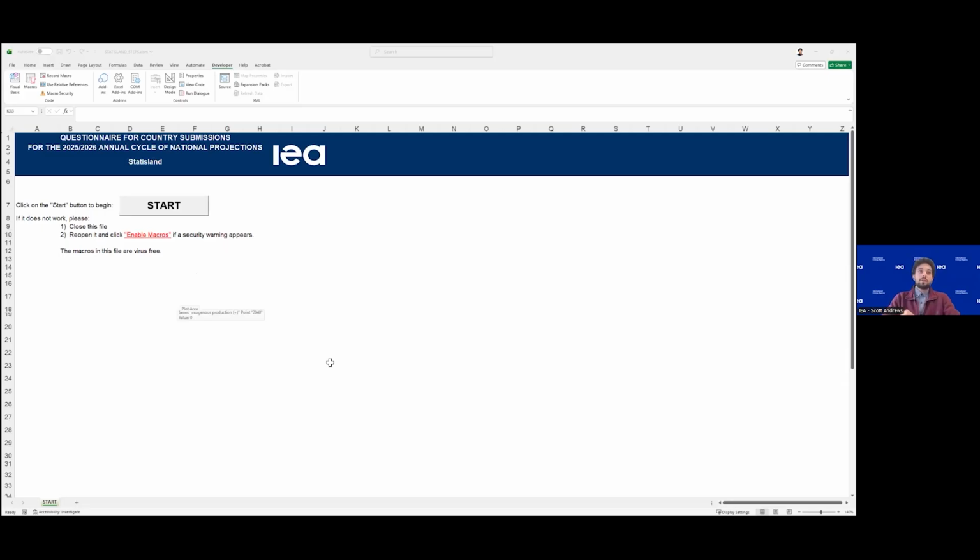Okay, so if we're here on the questionnaire, just like everyone else, we're going to see the Start tab here. I've got macros enabled, I'm all good to go. So I click the Start tab, and all of the tabs will now appear here at the bottom. I'm specifically interested in the Scenario tab and some of the Energy Balance tabs while we're here. So the first thing I want to highlight is the Scenario tab.